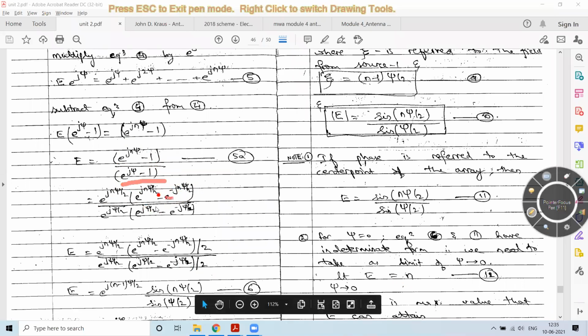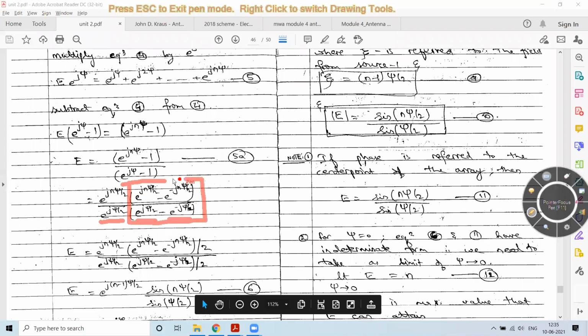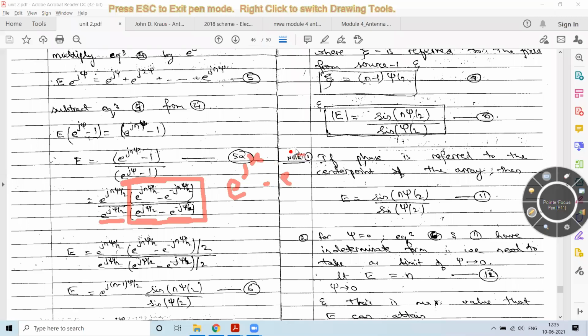Similarly, in the denominator, you take e^(jψ/2) common. So when you take e^(jψ/2) common in the denominator, we have e^(jψ/2) into e^(+jψ/2) minus e^(−jψ/2). If we observe this part, I can represent it in the form of sine. Because if you remember, (e^(jx) − e^(−jx)) divided by 2j is nothing but sin x. So in this case, in the numerator x is equal to nψ/2 and in the denominator x is equal to ψ/2.